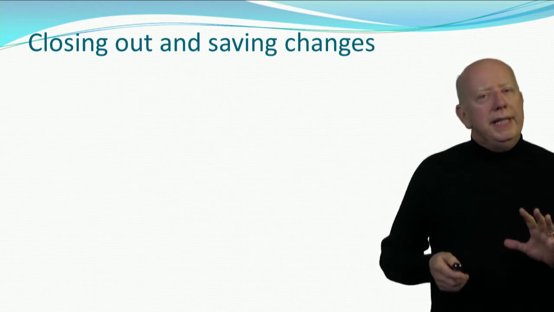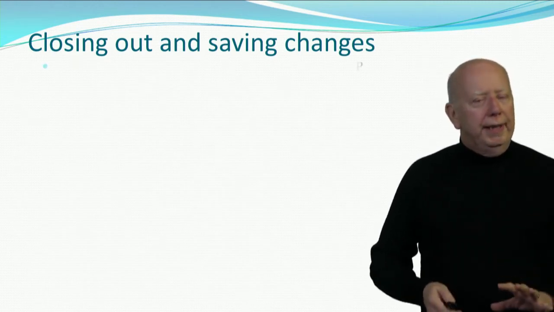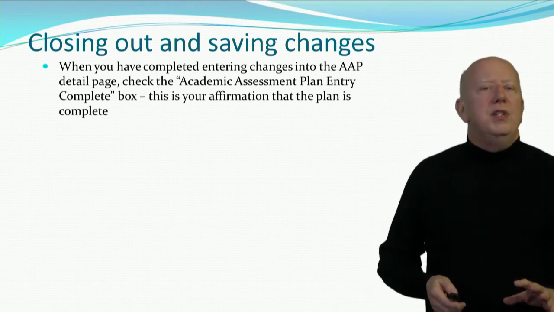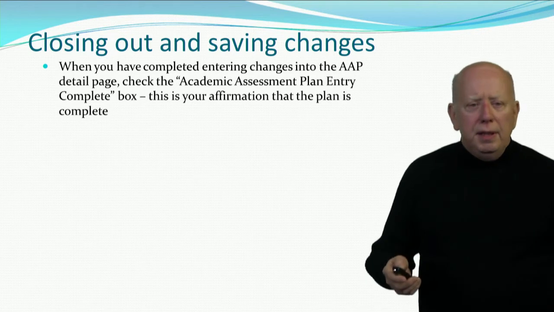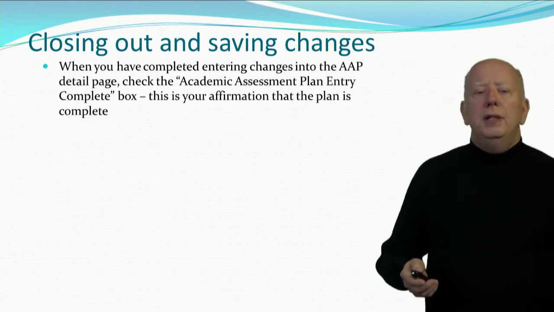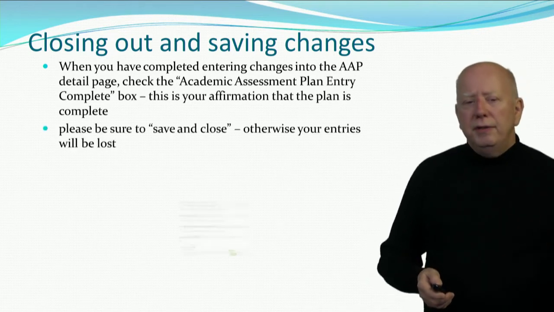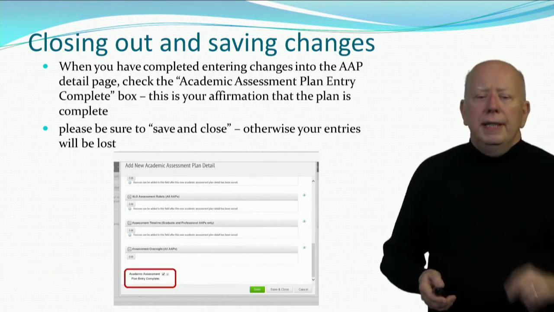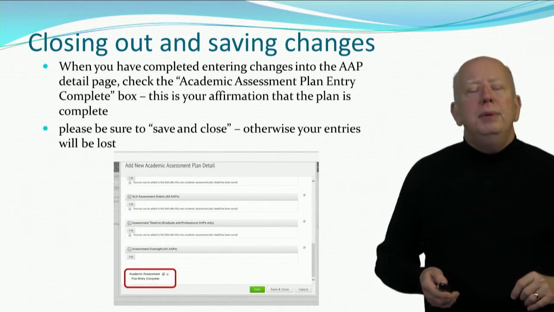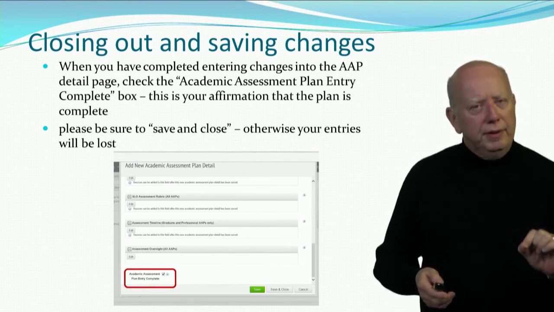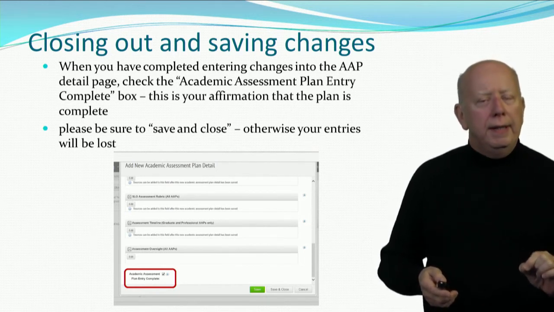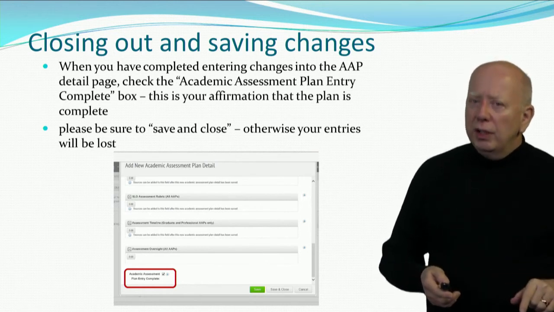It's important when we get to the end of the process of checking your plan that you close out and save changes. So when you've completed entering all the changes in your academic assessment plan detail, you're going to check a box that's new for this year, and that's called the Assessment Plan Entry Complete box. This is your affirmation that you have checked this, you have approved it, and it's what you want. Okay? Then you're going to save and close.